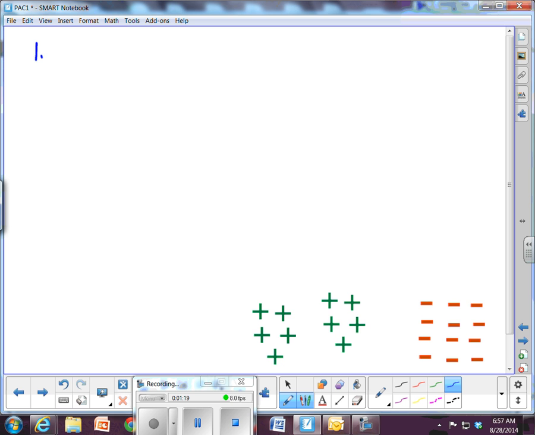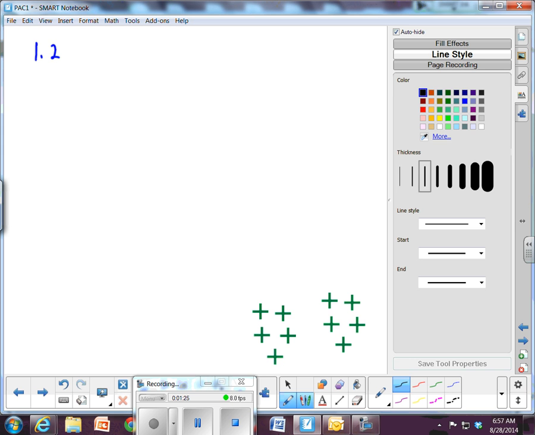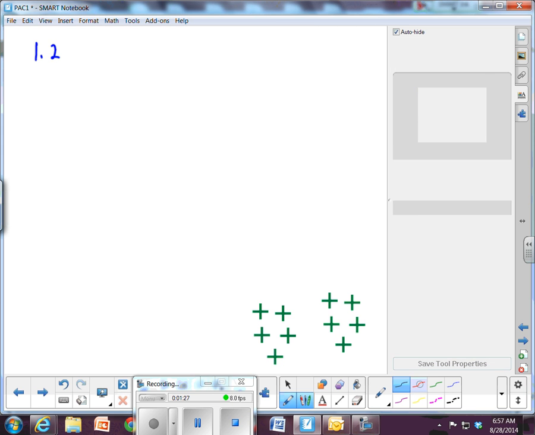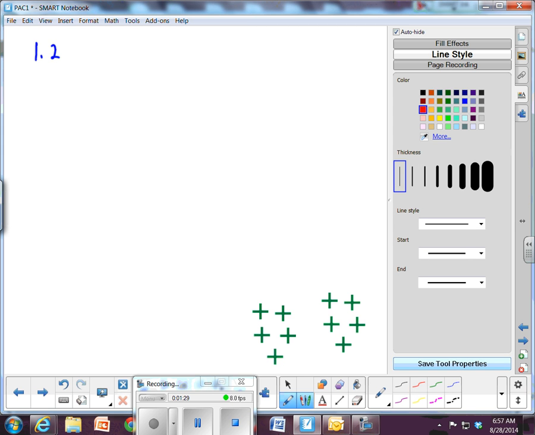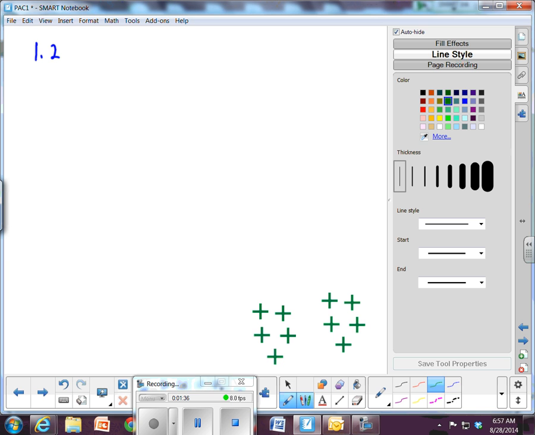So 1.2, and let me take care of my pens again. My default keeps changing on me. Okay, here we go. So 1.2 is adding one positive and one negative number.